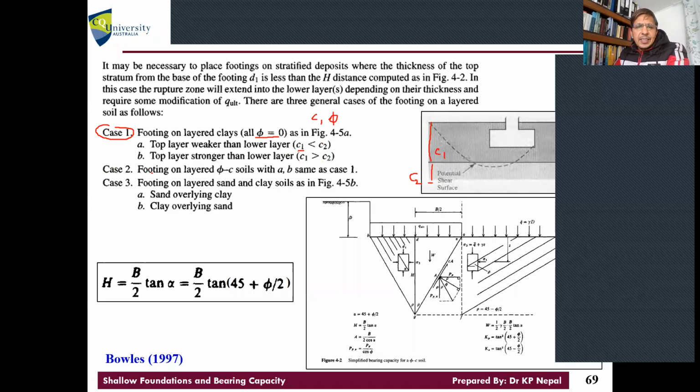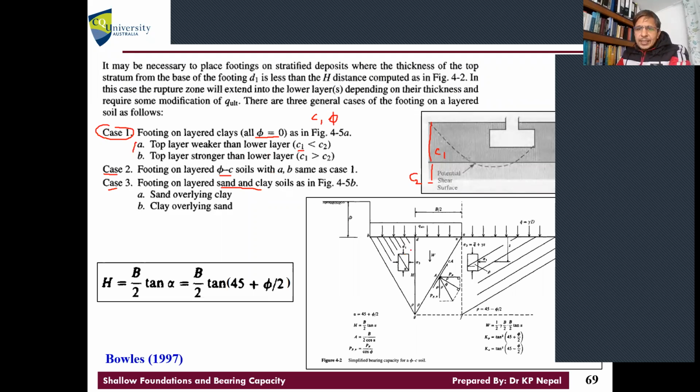In the second case, this is C-phi soil. That means both types of soil, right? It can be any cases like this. And the third case is sand and clay. One layer is clay, another layer is sand. What that means is one layer is cohesive soil, another layer is cohesionless soil. Right? These are the 3 cases we can have.